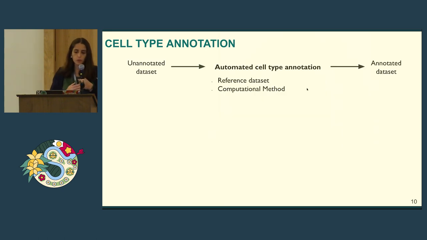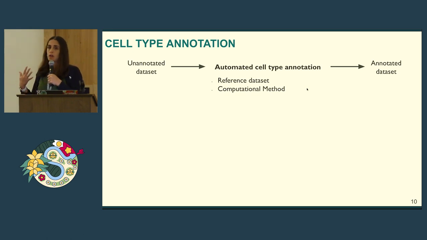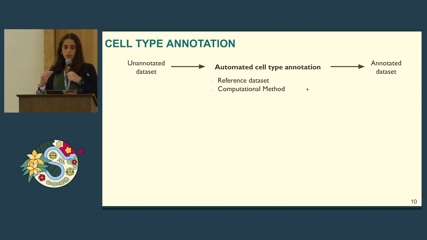What we want is to get from the unannotated data set to an annotated data set, ideally using an automated tool. At the beginning, when we were building the first atlas, the Tabula Muris atlas, we actually did this process entirely manually because there were no references that we could have used five years ago. But nowadays, there are plenty of data sets that other groups besides us have contributed to the community. So we can think about this problem as basically having a reference data set and a computational method that has been designed to address this task.